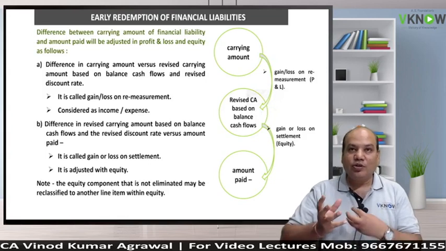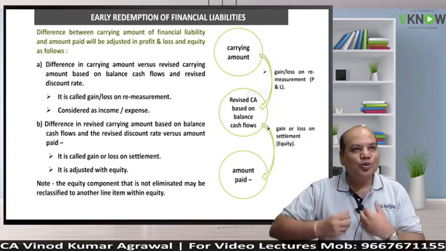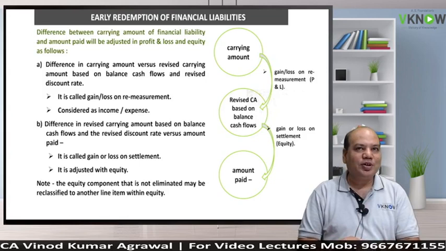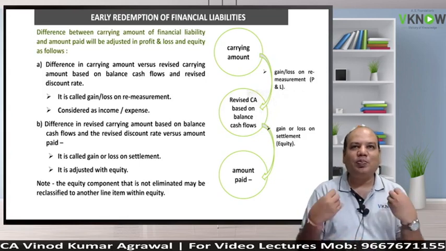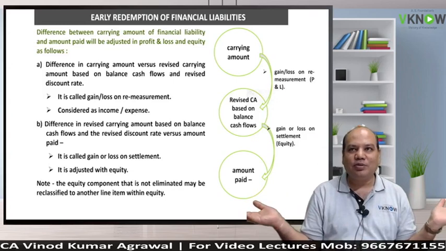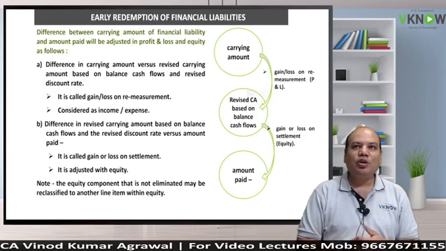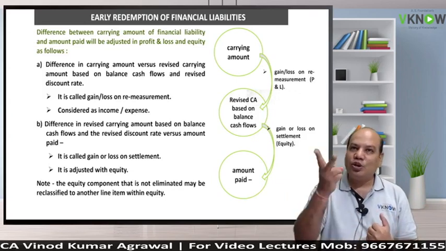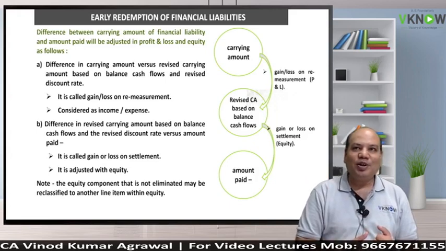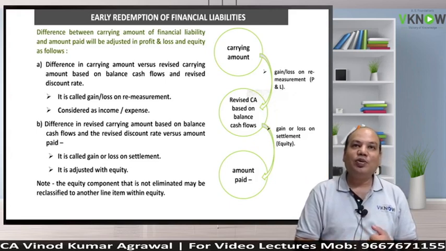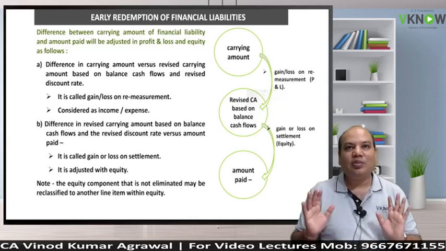So the question is now how to close our two ledgers. Now two ledgers are involved. If it was only one ledger, financial liability, pay, close, difference to the P&L account. But when you are early redeeming a compound instrument, you are early redeeming two instruments, not just the liability, you are early redeeming the equity. Early redemption of equity is also like a buyback.